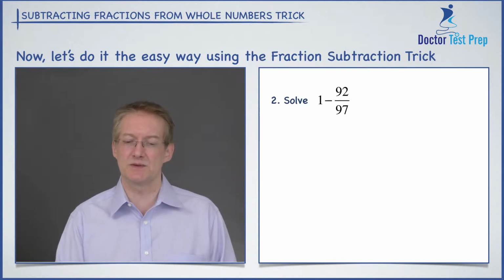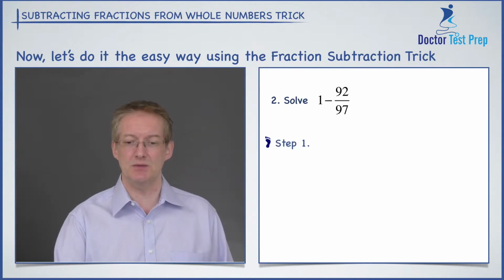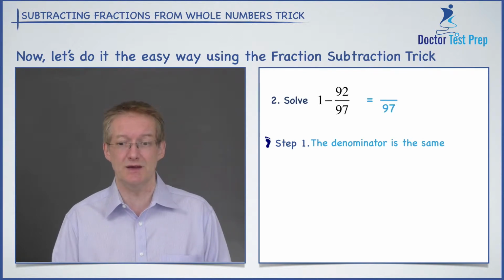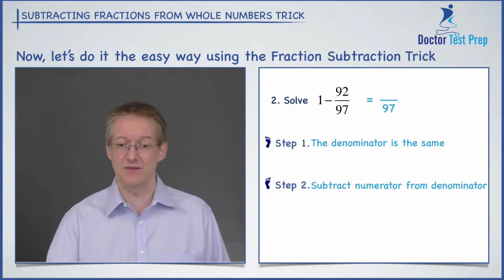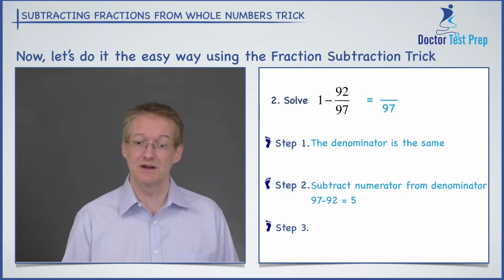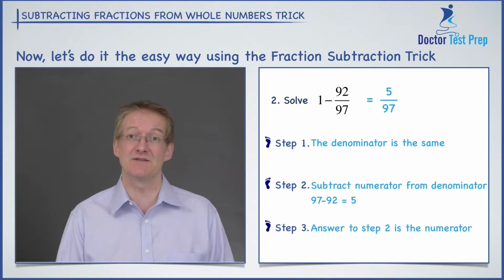So example number 2 here. Solve 1 take away 92/97. Okay, so step number 1 is we keep the same denominator, so 97 goes on the bottom there. And step number 2 is we subtract the numerator from the denominator. So I'm going to subtract 92 away from 97, which gives me 5. And that becomes my numerator. So my answer here is simply 5 over 97.